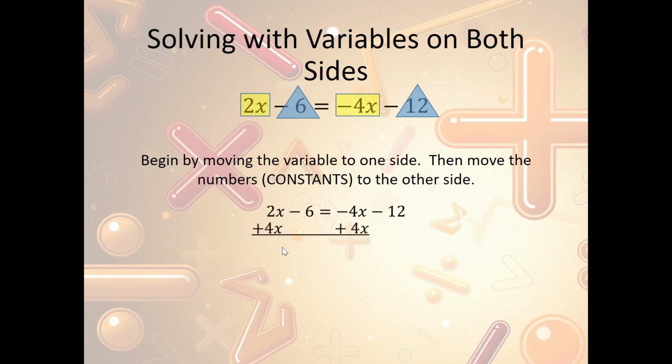So I'm going to add 4x to both sides, and I get 2x plus 4x is 6x. These cancel out. So I'm left with 6x minus 6 is equal to negative 12. Now I can just solve for x. So I'm going to get rid of this negative 6 by adding 6 to both sides. And I get 6x is equal to negative 12 plus 6, which is negative 6. Now I need to get rid of this 6 that's in front of the x. Notice that the 6 is being multiplied by x, so I undo that by dividing both sides by 6. And I get x by itself is equal to negative 6 divided by 6, which is negative 1.